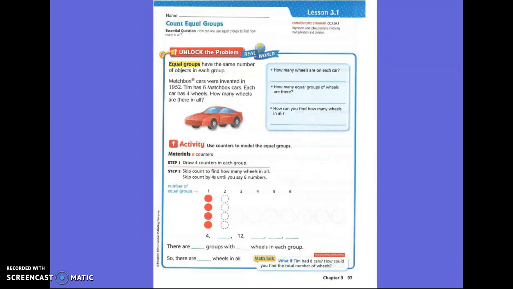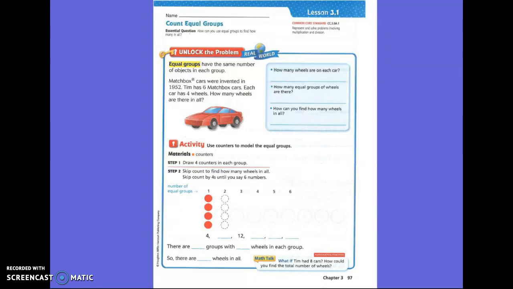So let's talk about what equal groups are first. Go ahead and read what equal groups are. Equal groups have the same number of objects in each group.